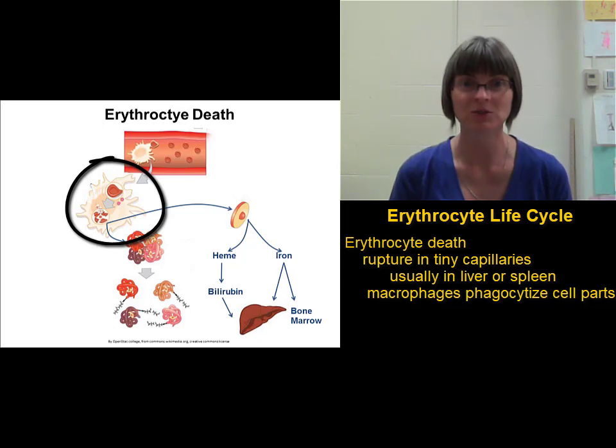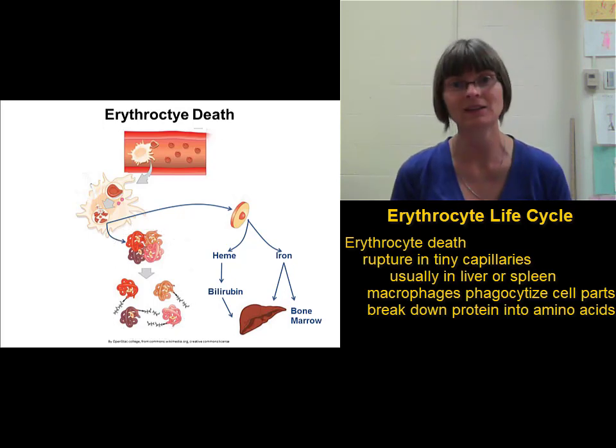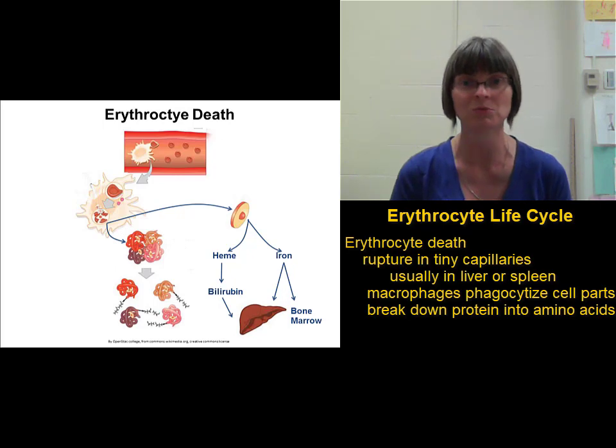Macrophages phagocytize or engulf the cell parts, and then they can break down the proteins. They have the enzymes necessary to break proteins down into individual amino acids. Those individual amino acids can go back into the blood and be used by cells to build more proteins. The main protein that we find in erythrocytes that's broken down is hemoglobin.